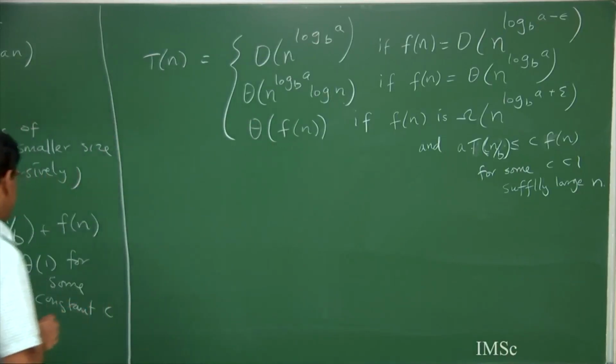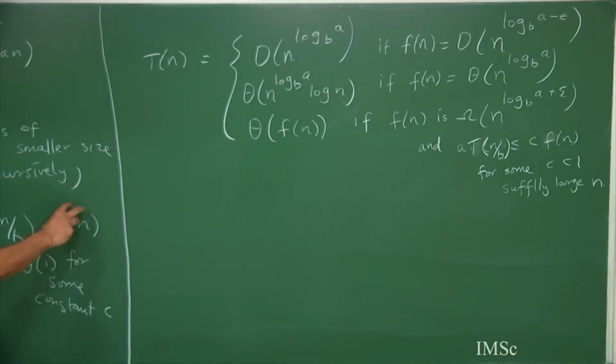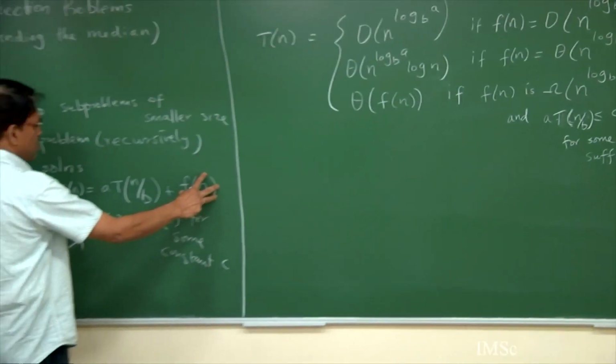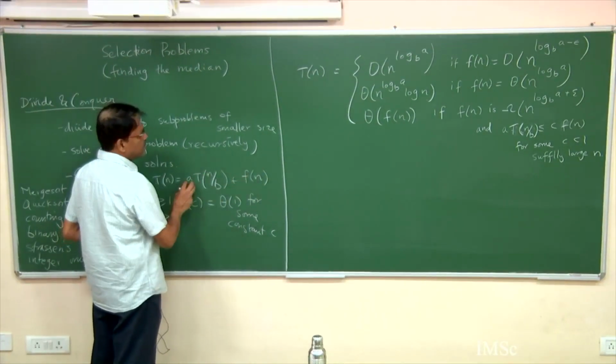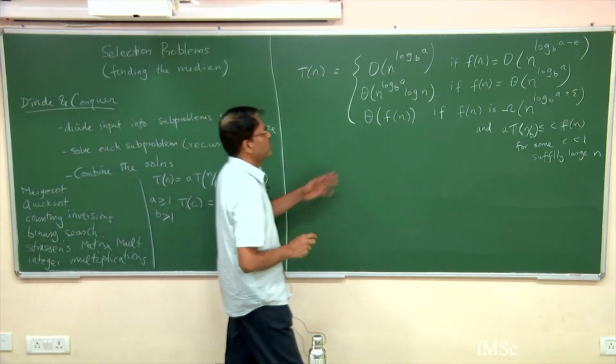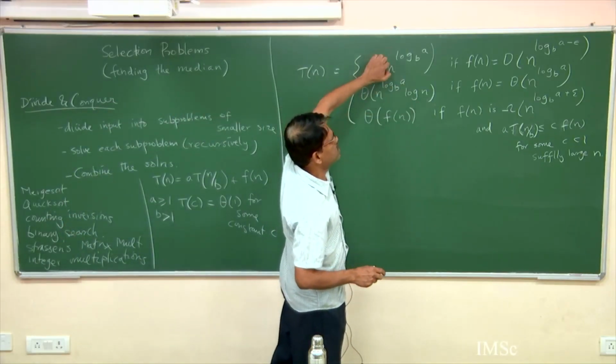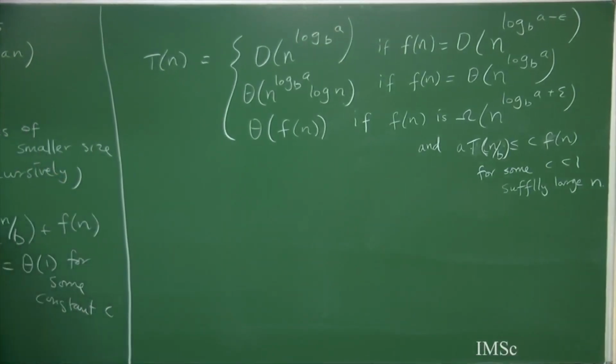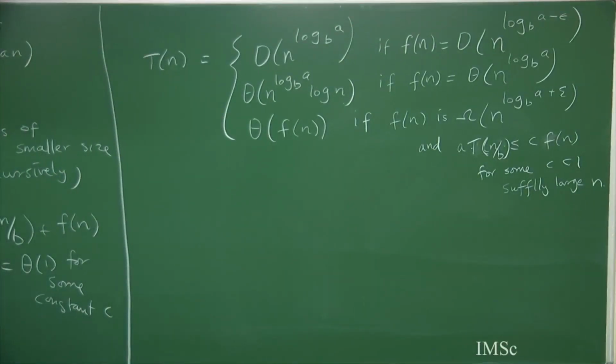So what essentially this is saying is that if f of n dominates considerably compared to n power log a to the base b, then the solution is f of n. If both are asymptotically the same, then you have an extra log n factor. Otherwise, n power log a to the base b is the solution. This is the master theorem. It's there in Kleinberg and CLRS. You've presumably seen this. I don't want to get into the proof of this, but you just expand it out and sum the series, and it pops out this solution.